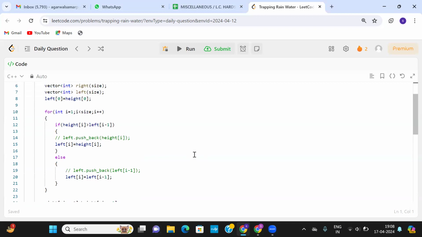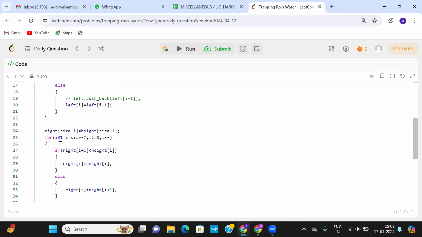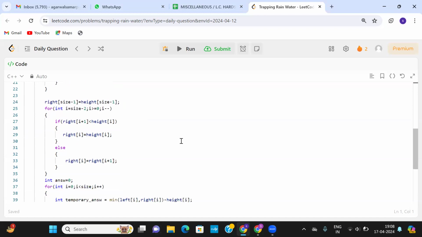In the similar way, what is the right vector doing? It is returning us the maximum height which is present towards its right. So now we have updated the right one. Right at the index of size minus 1 will be equal to height at the index of size minus 1. Why? Because if there are 5 bars, then for the 5th bar, there is no bar present towards its right side. So right at the index of size minus 1 will be equal to height at the index of size minus 1. Then we have updated for int i equals size minus 2, i greater than or equal to 0, i minus minus.